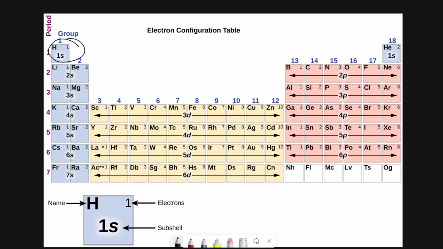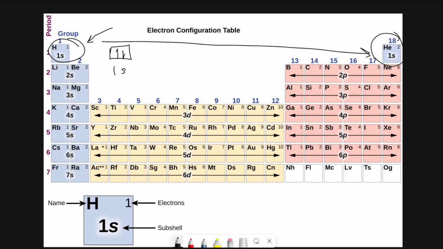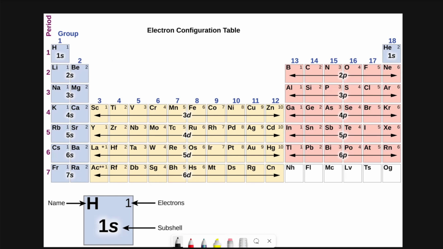Hydrogen and helium are interesting exceptions because hydrogen is a nonmetal, even though it's in a group with a bunch of other alkali metals. And the reason it's a nonmetal is because it already has a half-filled valence shell, which is just its 1s orbital, which has one electron in it. So if it gains one more electron, it becomes a noble gas, and that is going to be helium. So helium's electron configuration would look like this.